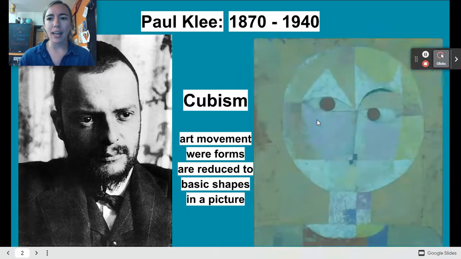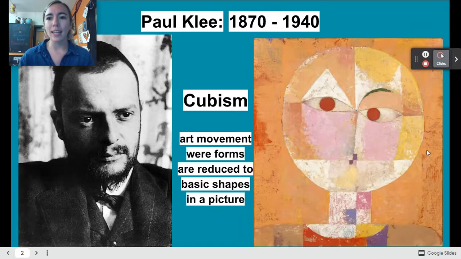So what I mean by that is, well, look over here. Now, this is a self-portrait by Paul Klee because it's a picture of himself that he made. And notice how the self-portrait is created with different shapes. So it's really getting broken down, it's getting reduced to the most basic shapes that can make up a picture, or in this case, a self-portrait.